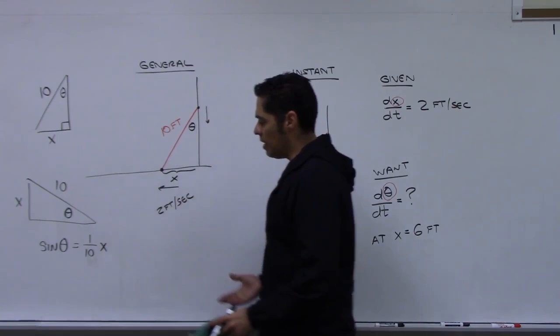So at that instant that the ladder is 6 feet from the bottom, the angle is changing at 1/4 of a radian per second.